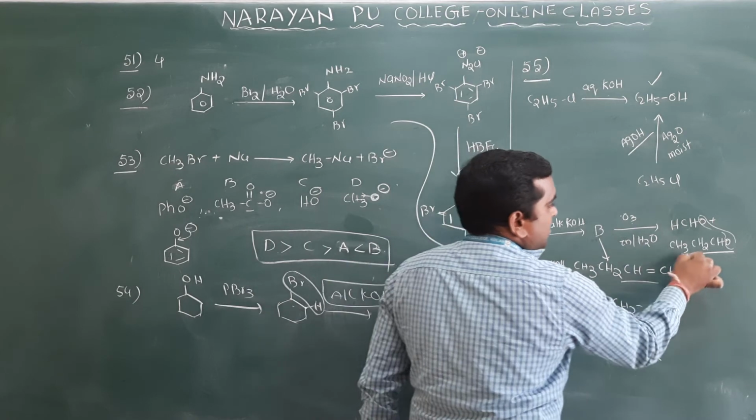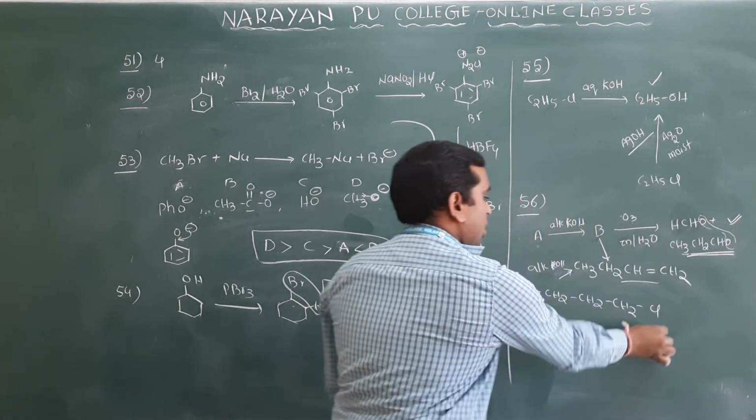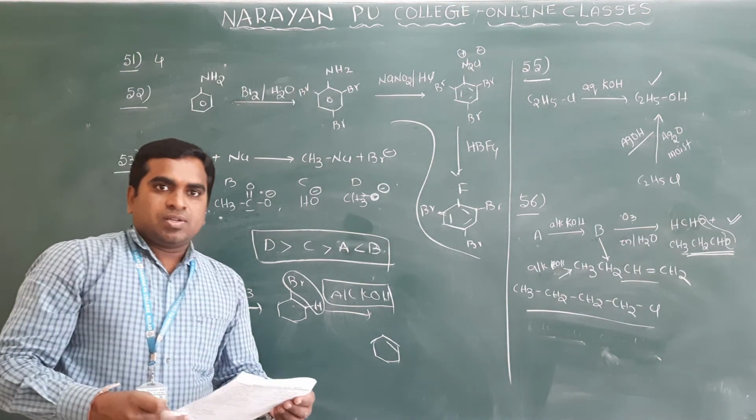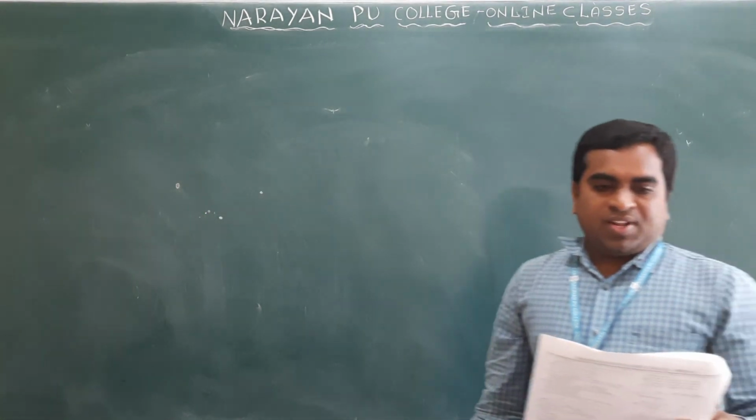Do the ozonolysis, and finally you will get this one. So, 1-chlorobutane. That is your answer. Clear? So next one, 57.